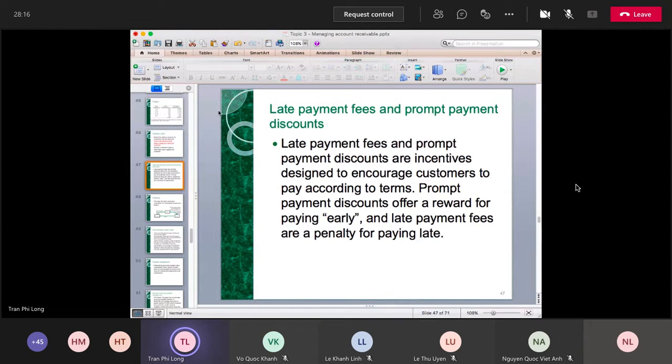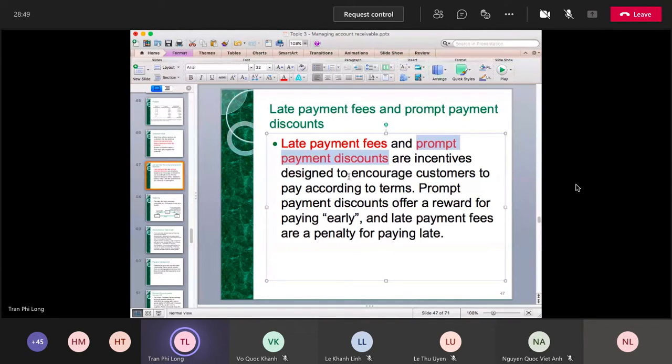And we also have two tools in order to collect money quickly from the late customer. The first tool is the late payment fee, and the second tool is the prompt payment discount. The late payment fee means that we say to the customer, if you pay us now, I will not charge you any fee. So maybe when the customer hears something like that, the customer will pay us now.